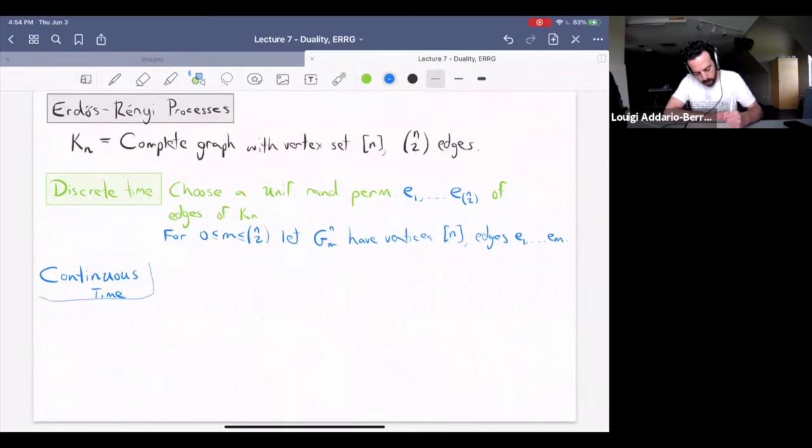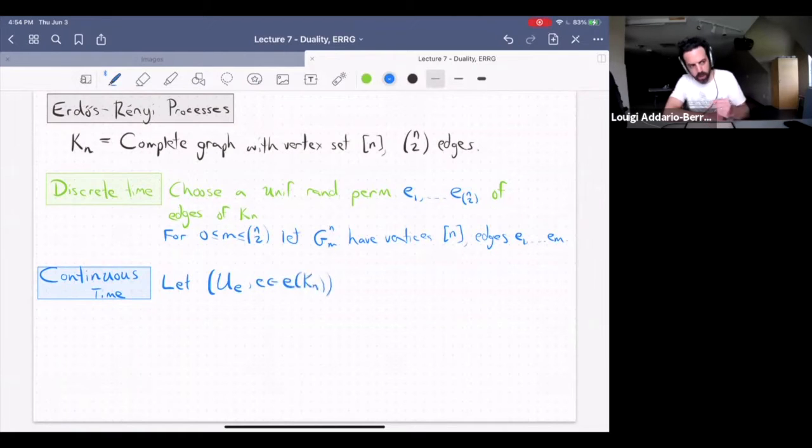So in continuous time, the process is a little bit different. In this case, instead of ordering the edges at the outset, we're going to weight the edges randomly. So we'll give ourselves a family of random variables U_e, which weight the edges of the complete graph. These are going to be independent and uniform on [0,1].